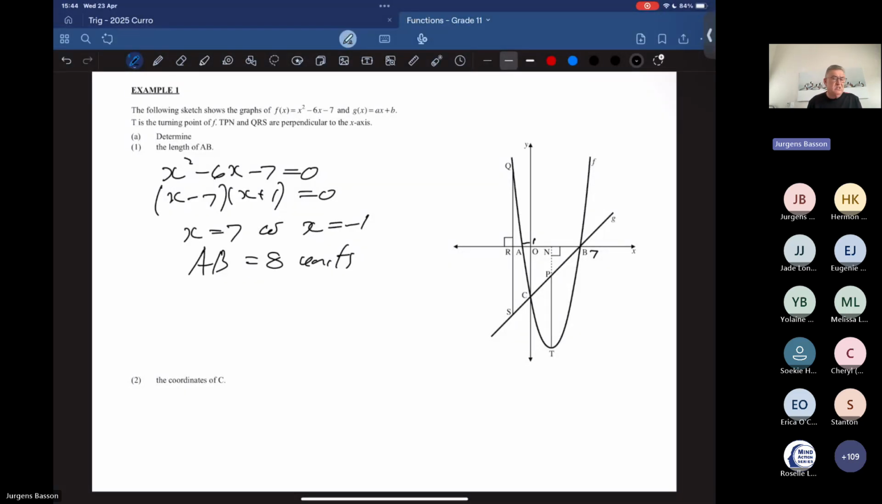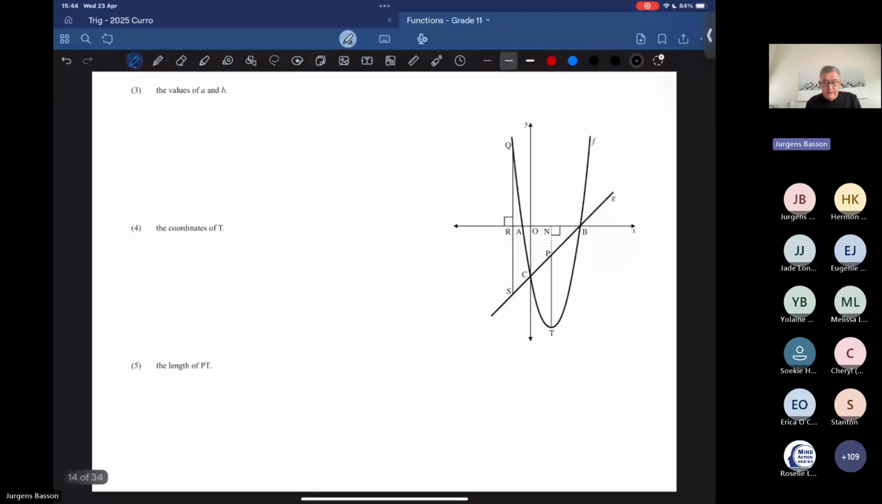Coordinates of C, nothing really difficult to find. That's the y-intercept, which was given to us as minus 7. The important thing is, they must write a coordinate. They ask for the coordinates of C, so they can't just say minus 7.